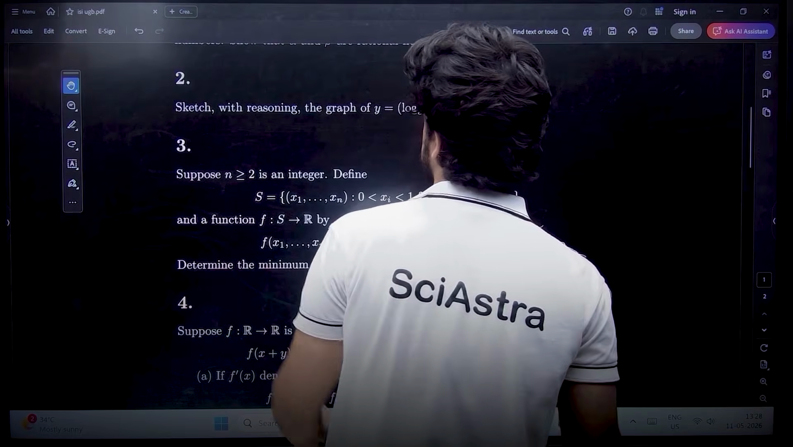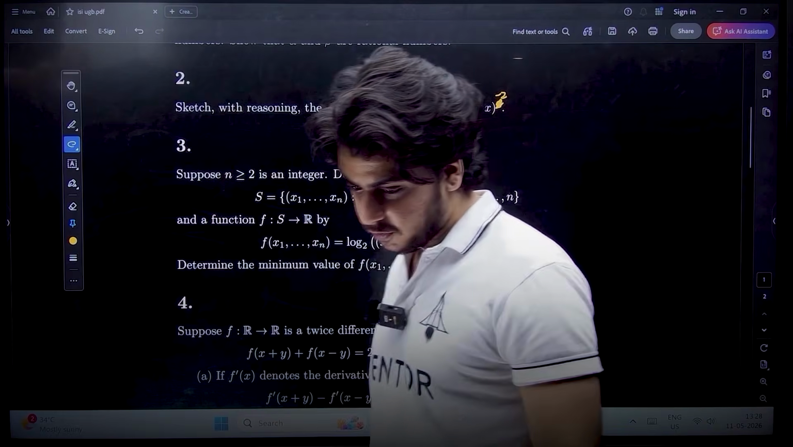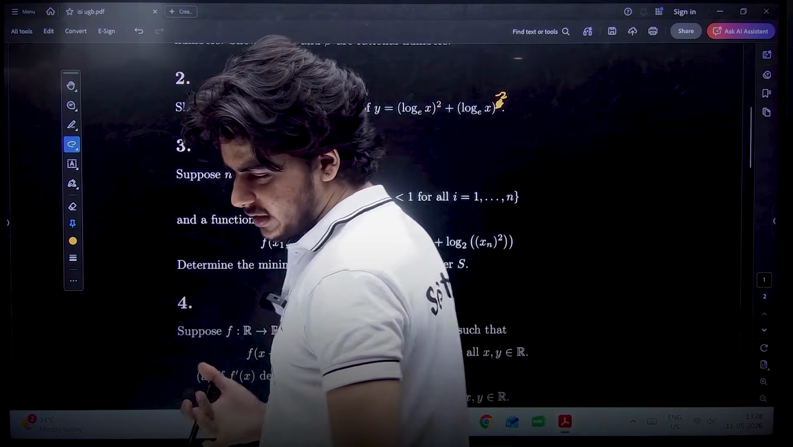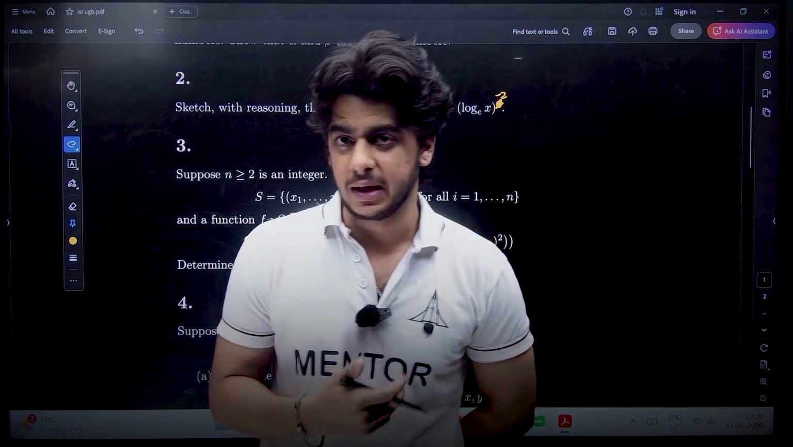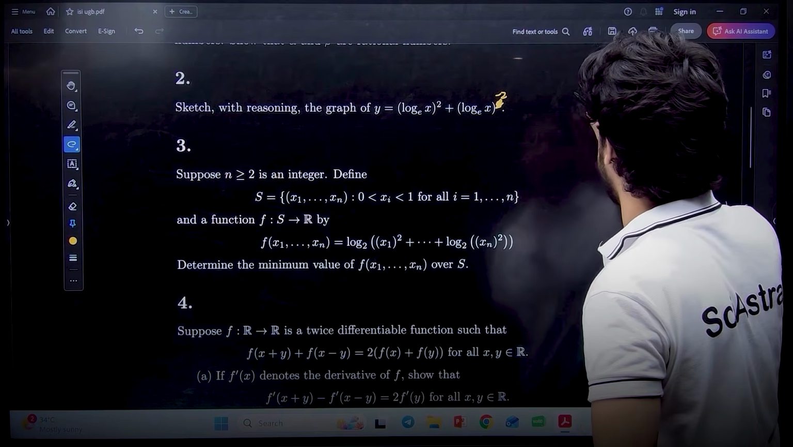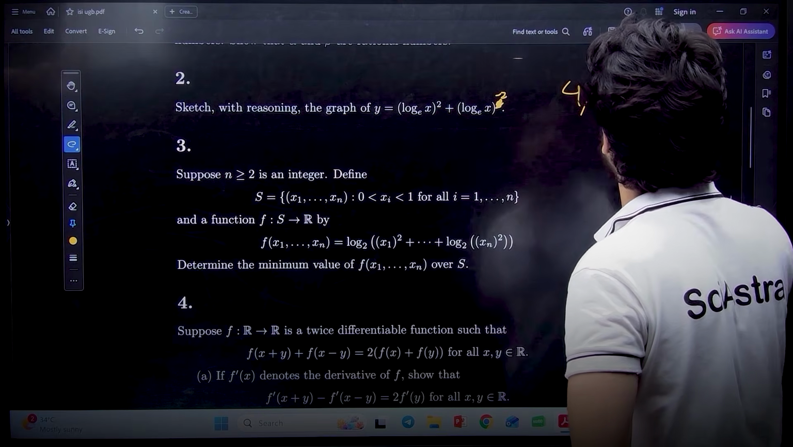Let's go to question number 2. Sketch with reasoning the graph of this function. You analyze the graph, the points, the asymptotes, and the behavior of this whole function. But all in all, this is again not very difficult, just 4 out of 10 at max.